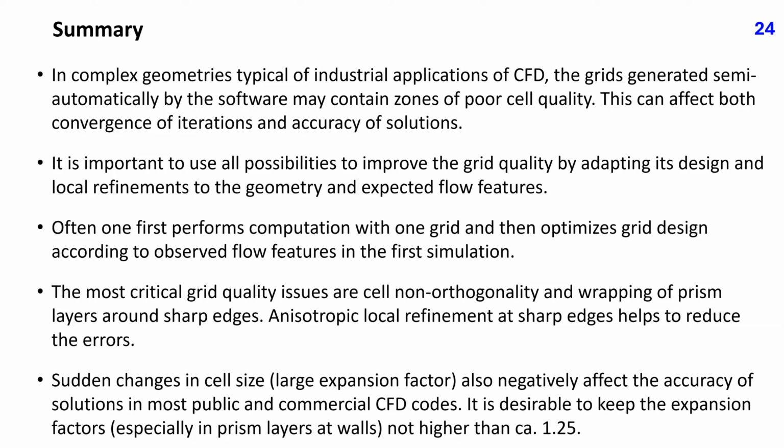Often, one first performs computation for one grid and then optimizes grid design according to observed flow features in the first simulation. The most critical grid quality issues are cell non-orthogonality and wrapping of prism layers around sharp edges. Anisotropic local refinement at sharp edges helps to reduce the errors. Sudden changes in cell size, that is, large expansion factors, also negatively affect the accuracy of solutions in most public and commercial CFD codes. It is desirable to keep the expansion factor, especially in prism layers at walls, not higher than circa 1.25.